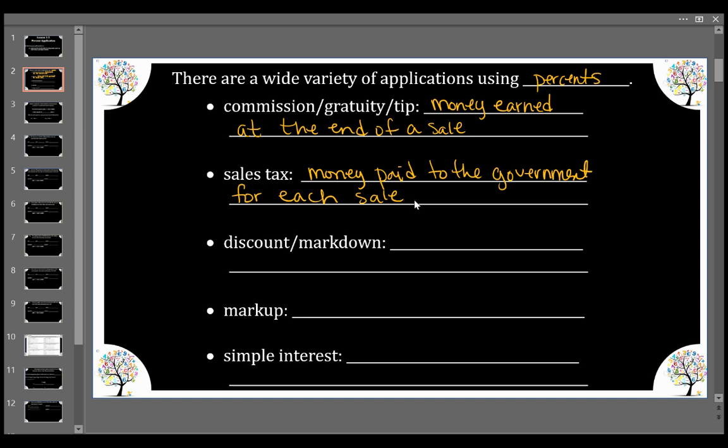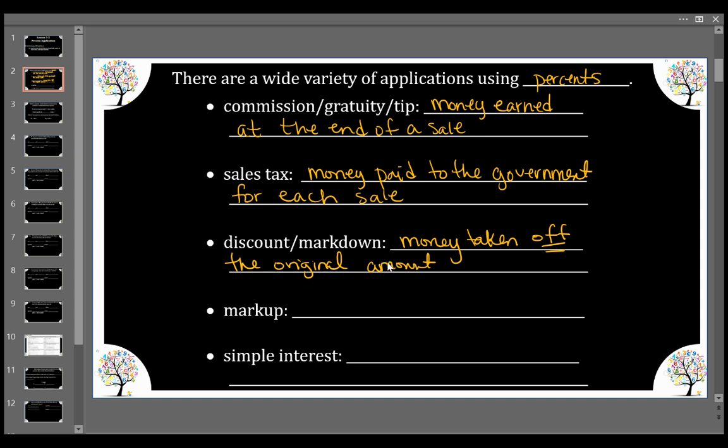So when we buy food, clothes, shoes, anything, we have to pay for those items plus a percentage of the sale, and that percentage amount goes to the government. Discount and markdown is money taken off the original amount. So if we go to a store that's having a sale, they will take a percentage of the original amount and subtract that for the final price.